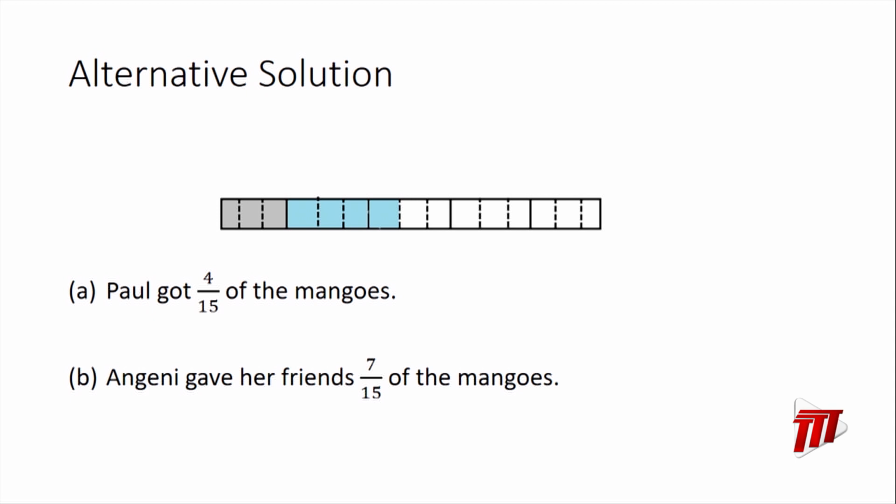All right? So we have two solutions. This one is using a bar model or drawing a diagram for the problem. A reasoning question.